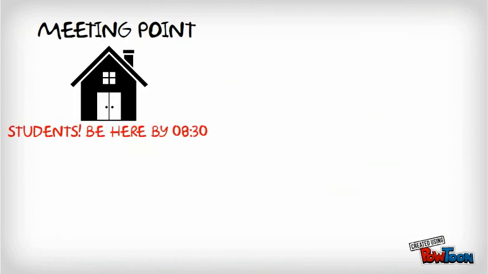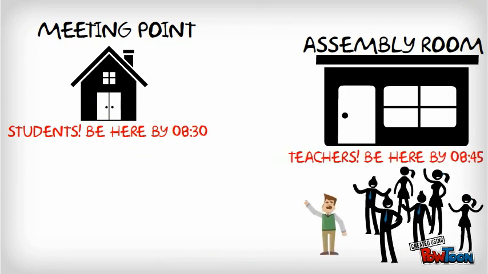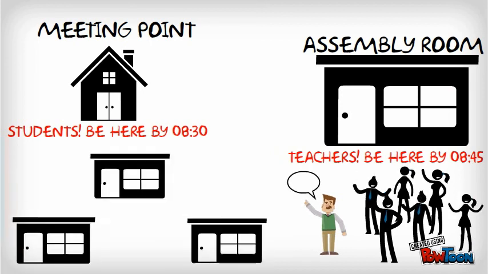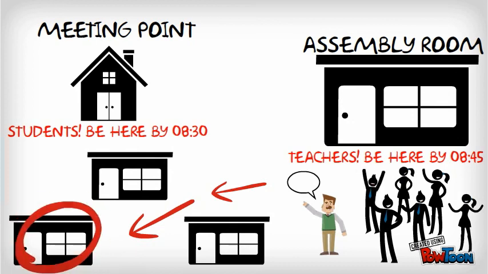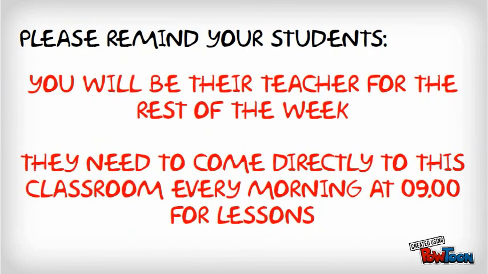Yesterday, did you remind your students to go to the meeting point at 8:30? As a group, they will have already been taken to the assembly room. We, on the other hand, make our way to meet them at 8:45. The assembly concludes with a roll call by class group. As each group is read out, they are led by you, their class teacher, to their classroom. Please remind them that you will be their teacher for the rest of the week, and they need to come directly to this classroom every morning at 9 o'clock for lessons.